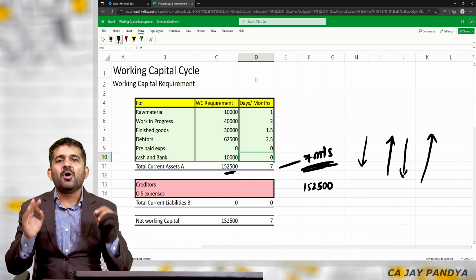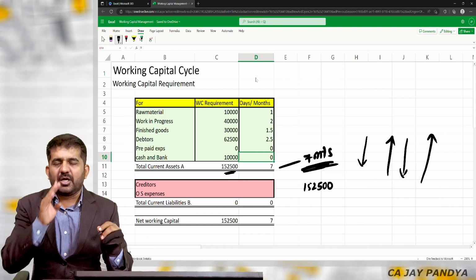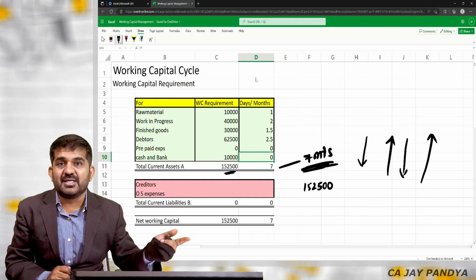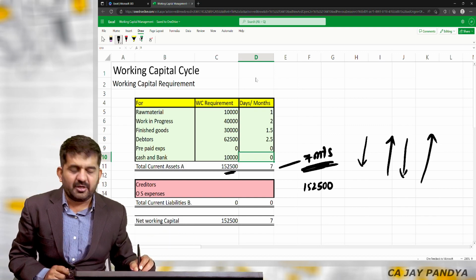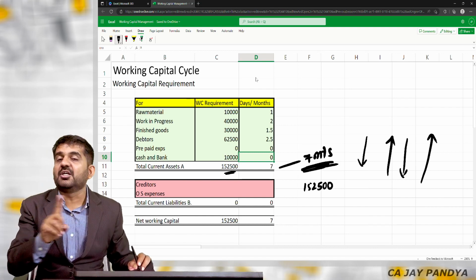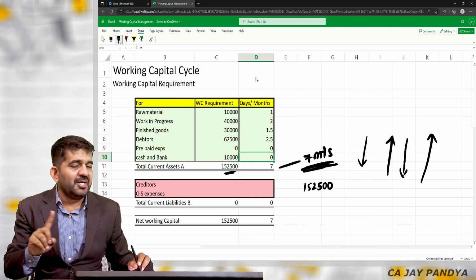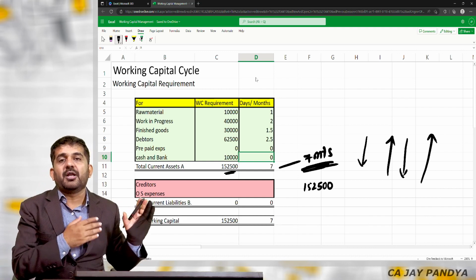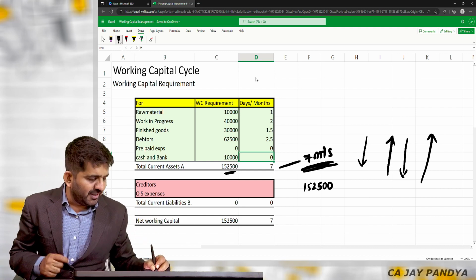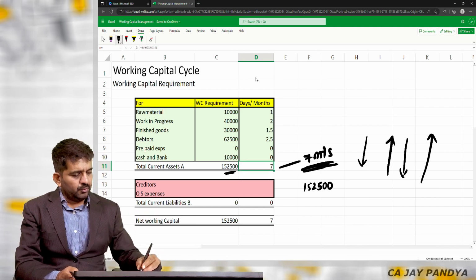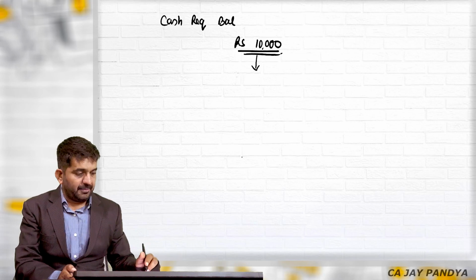So if you want to find out your working capital requirement, how much money is required to run your day-to-day business, your working capital requirement is 1,52,500. Never say it is for 7 months. It is not for 7 months, believe me. It is a permanent requirement of your working capital. So then why have you written 7 months? That I'll tell you. Try to concentrate. We are going to reduction of working capital requirement.